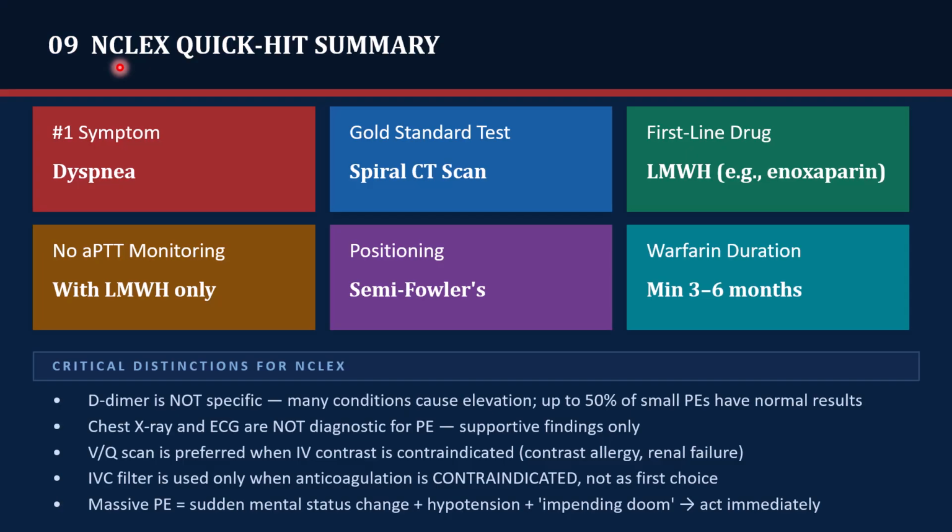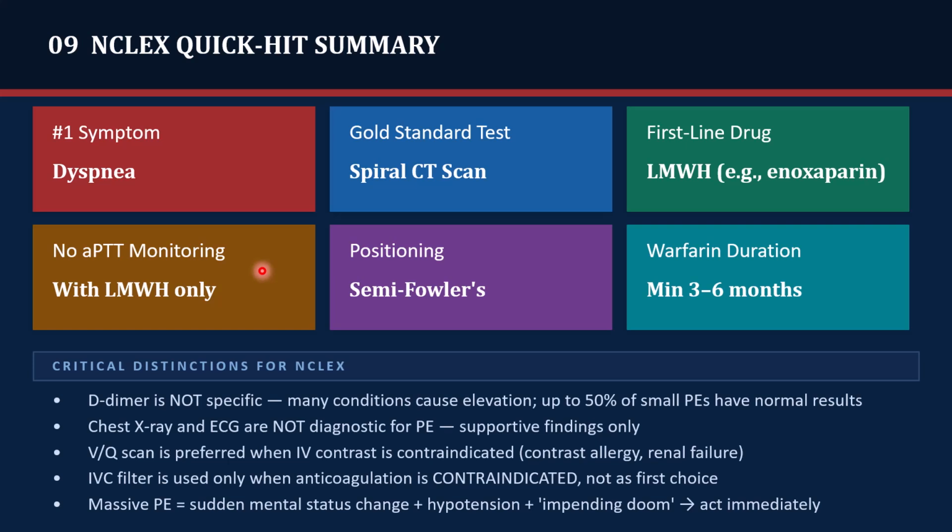Alright, this is your NCLEX cheat sheet. If you are short on time before your exam, this slide is what you drill. Let me walk through each point. Number 1, the number 1 symptom of pulmonary embolism is dyspnea. Always, every time, that's your first answer. Number 2, the gold standard test for diagnosing PE is spiral CT scan, also called CT angiography or CTA. Number 3, the first line drug for acute pulmonary embolism is low molecular weight heparin, such as enoxaparin, safer and more effective than unfractionated heparin.